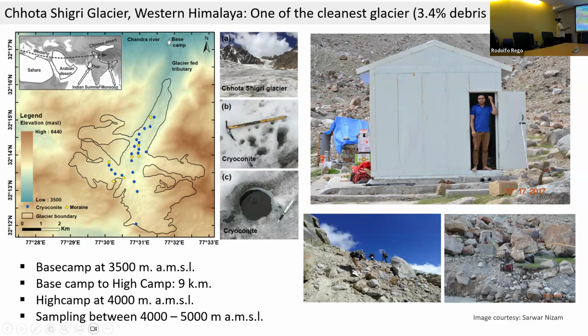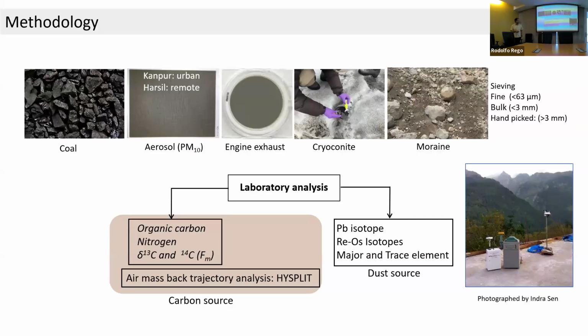So this is the picture of our base camp. From there, there's a high camp and so on. We sampled throughout this glacier. It's a very clean glacier, and the idea was to look into the source of this particle. Now, whenever we do source tracking, we have to know the probable source end members, so that you can fingerprint where they are coming from.